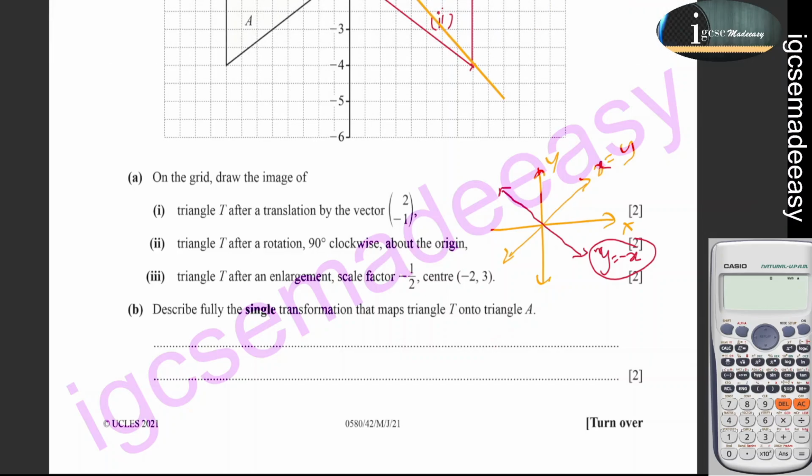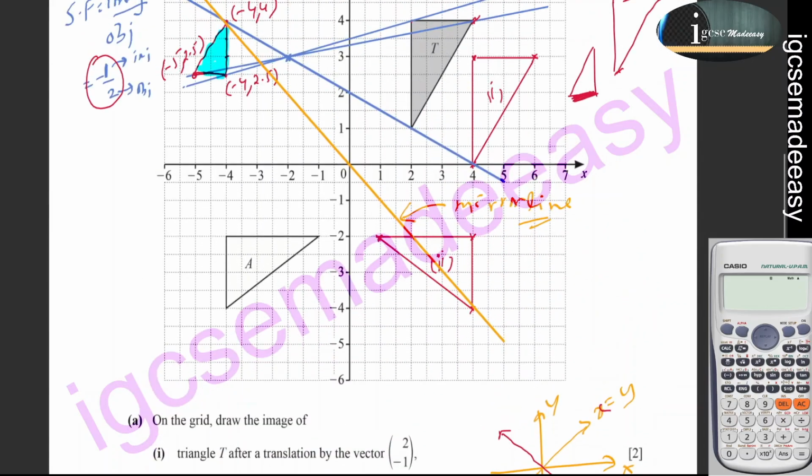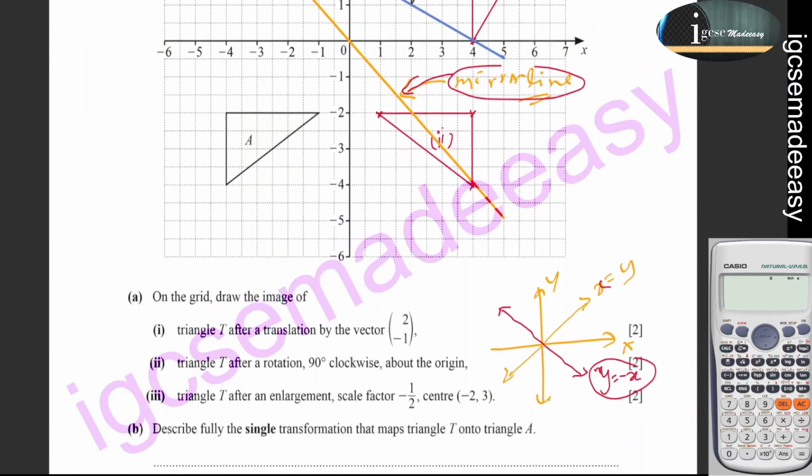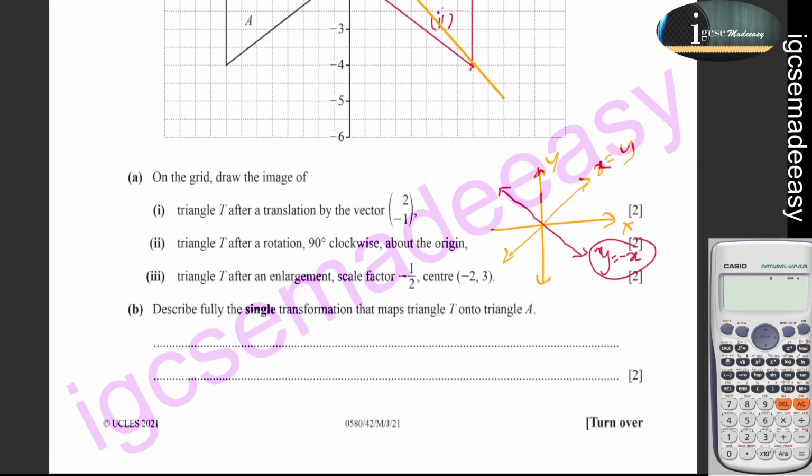The same case we can study over here. This mirror line is actually coming down, so the equation of the line of reflection will be y equals minus x. So what is happening here, the description, is reflection on the line y equals minus x. This is how you have to write it.